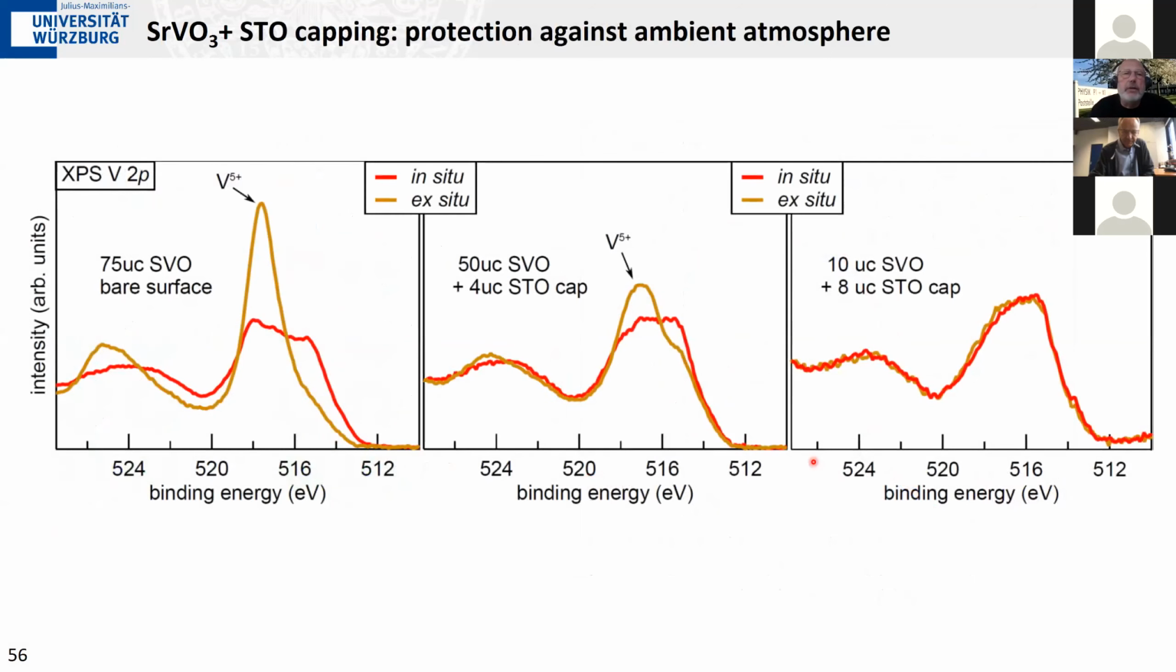You can also show that this protects against ambient atmosphere. If we have an uncapped surface, again, the red spectrum is as grown in situ. The brown one is after exposure to ambient atmosphere. Everything is 5+.